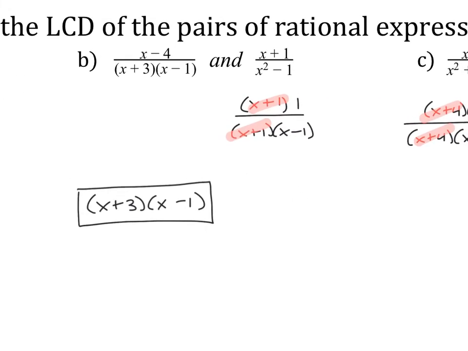For part B, you do need to factor your second denominator. And when you do that, you'll see that we actually have that common factor that we can cancel out. So that leaves us with only a single factor in our denominator here. So if we list out any factor we see within both denominators, it'd be x plus 3 times x minus 1. And this x minus 1 covers both.